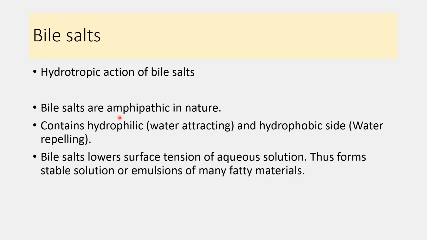Bile salts are amphipathic in nature, so they contain a hydrophilic as well as a hydrophobic site. The hydrophilic site is water attracting and the hydrophobic site is water repelling. That's why bile salt lowers the surface tension of an aqueous solution and forms a stable solution or emulsion of many fatty materials, and this is known as the hydrotropic action of bile salts.